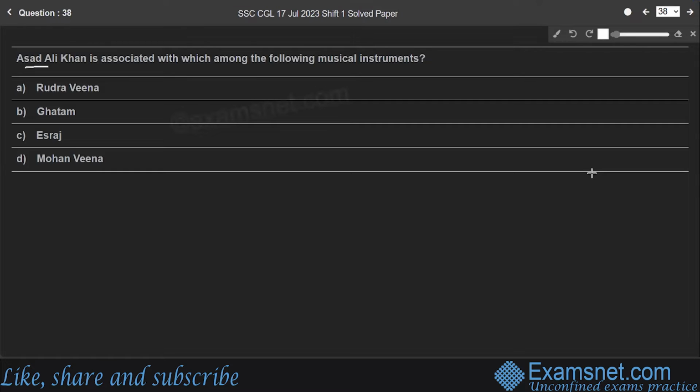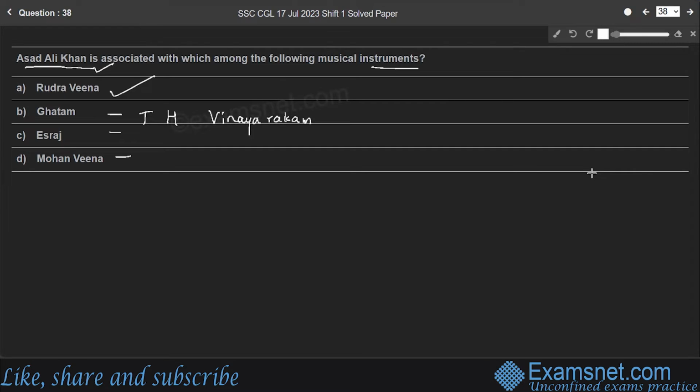Question 38. Asad Ali Khan is associated with which among the following musical instrument? Students, Asad Ali Khan is associated with Rudraveena. Option A is the right answer. Whereas the remaining instruments are Ghatam, Esraj and Mohan Veena. So T.H. Vinayakram is associated with Ghatam.